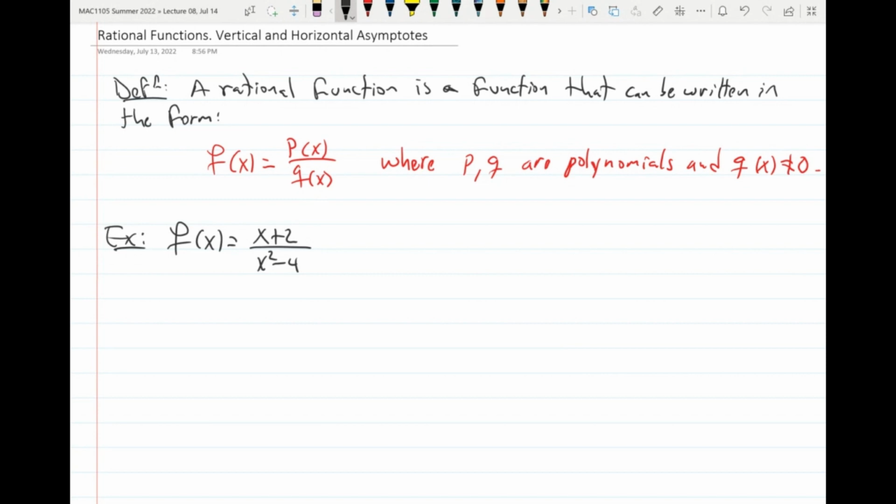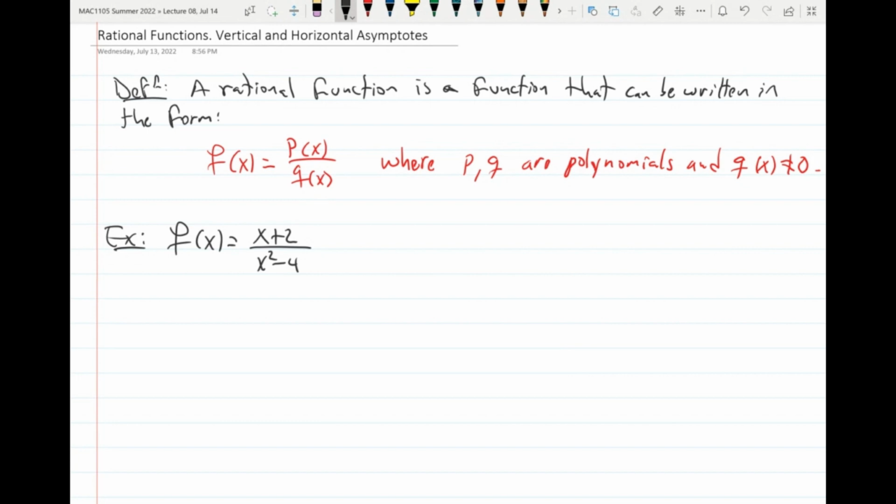And our job is to study these functions. In particular, ultimately, what we want to be able to do is to graph functions like this, just like what we did with polynomials. The whole point is to be able to sketch the graph. All right. Now there are some things that we need to take into account because now these functions are not as nice as polynomials.